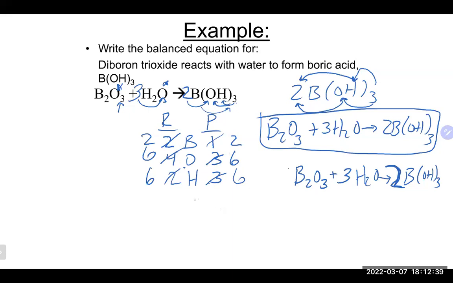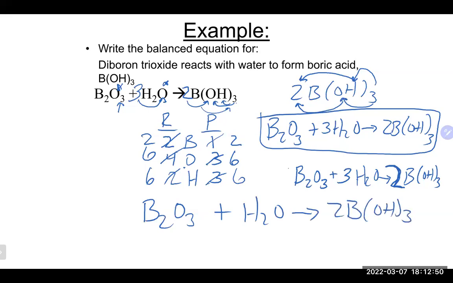Yeah, so before we did that, we had this, right? So at this point, we had on our table, we basically had this side, we had two borons, six oxygens, and six hydrogens. And we had four oxygens on the left and two on the left for hydrogen. So between oxygen and hydrogen, because oxygen was in a couple of different places, it was much easier just to start with the hydrogen part.